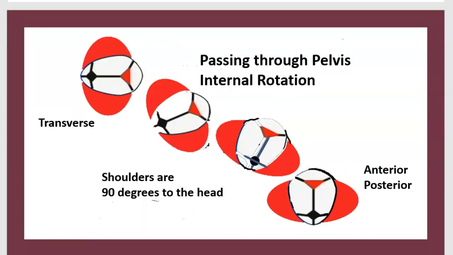Internal rotation. Passing through pelvis, there is a transverse coming to anterior-posterior. Shoulders are every time 90 degrees to the head. Internal rotation from transverse to anterior-posterior.